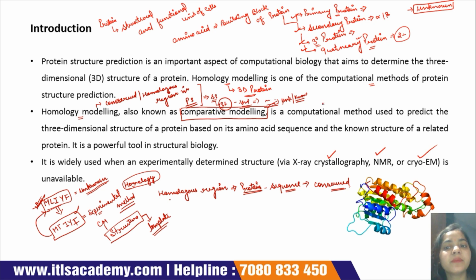It is a computational method used to predict the 3D structure of a protein based on an amino acid sequence or homologous amino acid sequence and the known structure of the related protein. Homology modeling is a powerful tool in structural biology. It is widely used when the experimentally defined structure is unavailable.